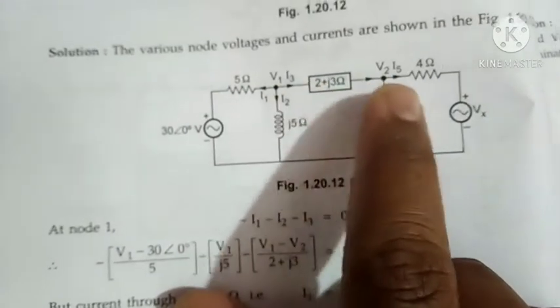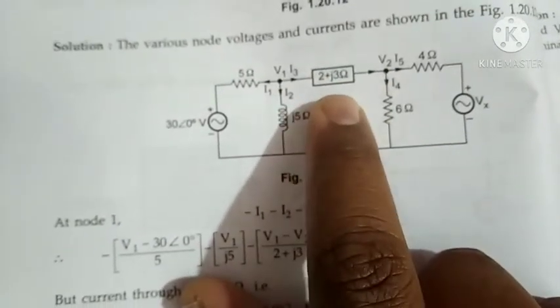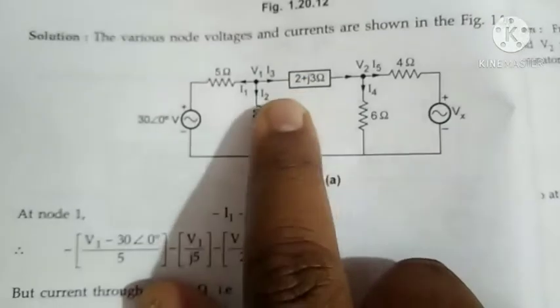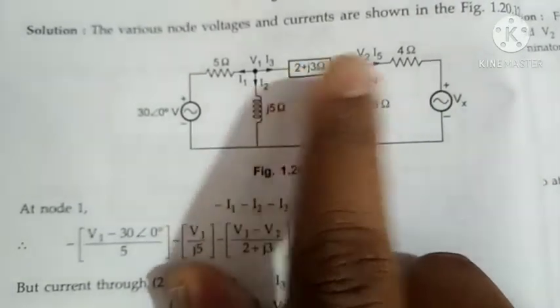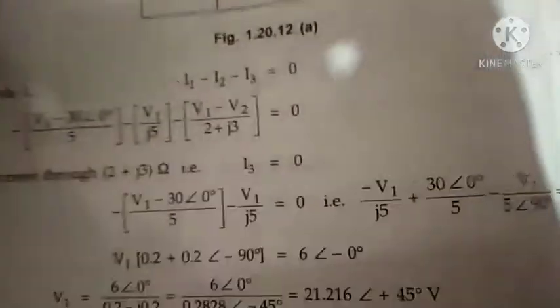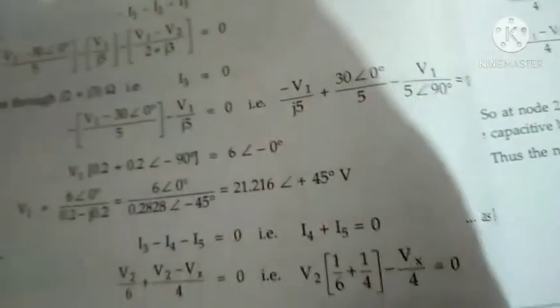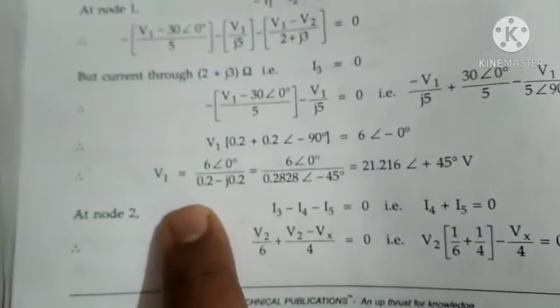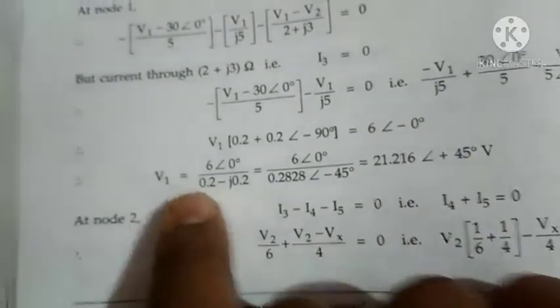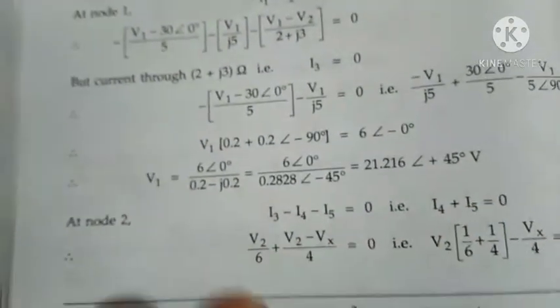So (V1 − V2)/(2 + j3) = 0. Because I3 is equal to 0, V1 − V2 is equal to 0, and for that reason V1 is equal to V2. After solving all those things, we'll get the value of V1. Once the value of V1 is obtained, we can calculate the other things.